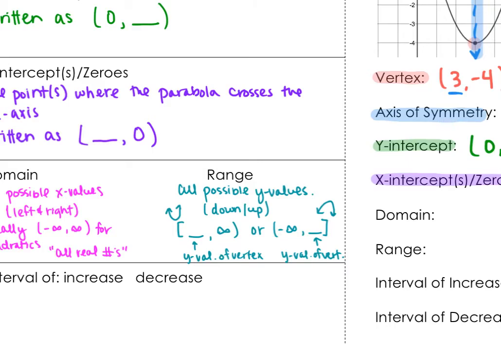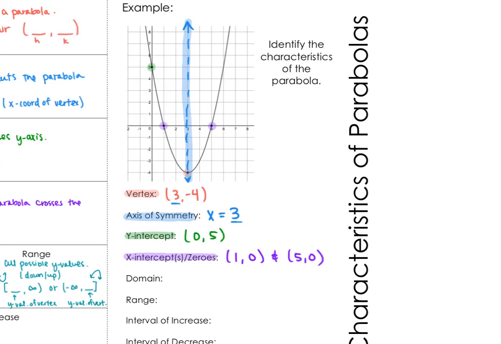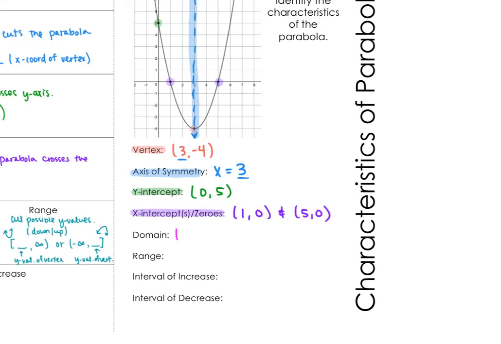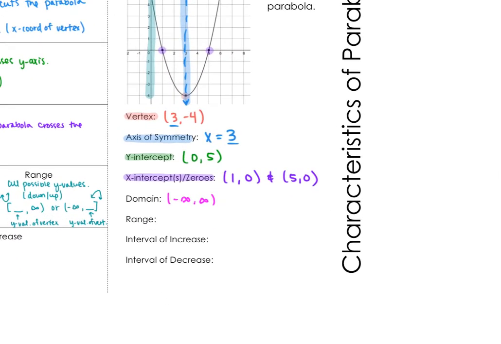Okay, so let's look at our example. So looking at this parabola, the domain is going to be all real numbers. Okay, this is going to get wider and wider and wider, which means it goes on forever left and right. So my domain is going to be negative infinity to positive infinity. And my range, the lowest point of my parabola is starting at, sorry, at negative 4. So my range starts at negative 4 and goes all the way to infinity.